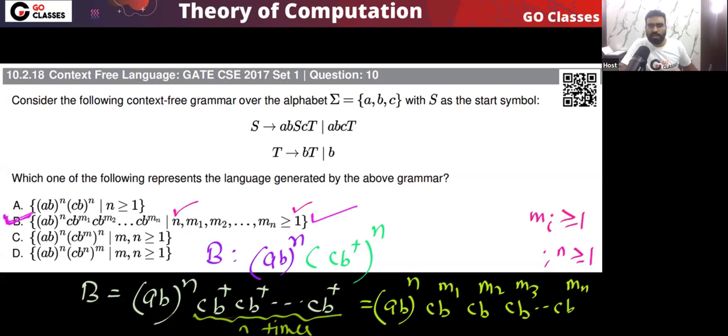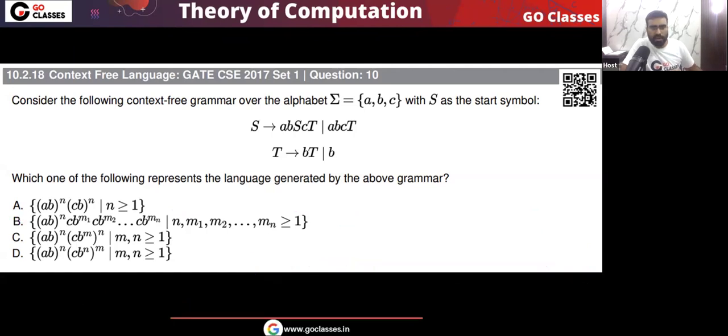Did you understand this? Please tell me. Let me know. I hope this point is clear. Now, let's see the counterexample for the remaining options. For option A, do you have any counterexample? Option A is saying that you have a b power n, c b power n, where n is greater than or equal to 1. Let's focus on this option A. Which type of strings can you generate? You can generate only this type of string. For example, if you put n equal to 1, then you can generate abcb. From option A you can't even generate abcbb.